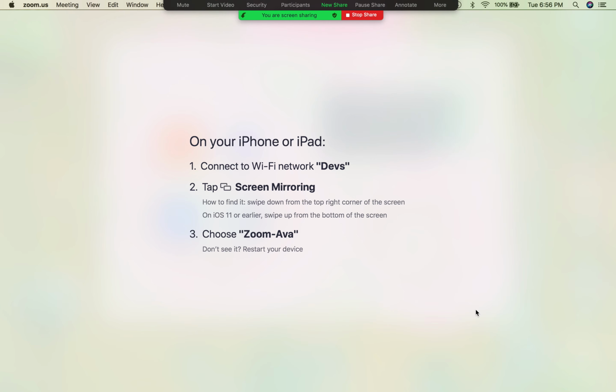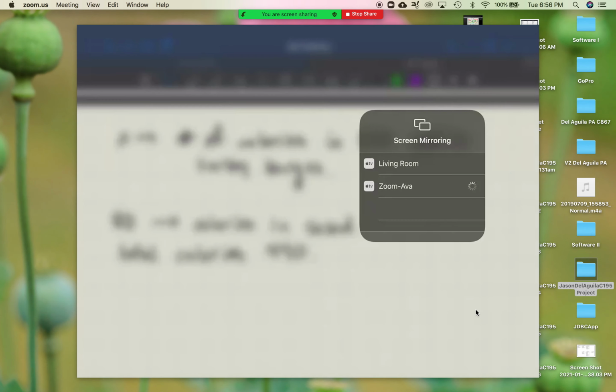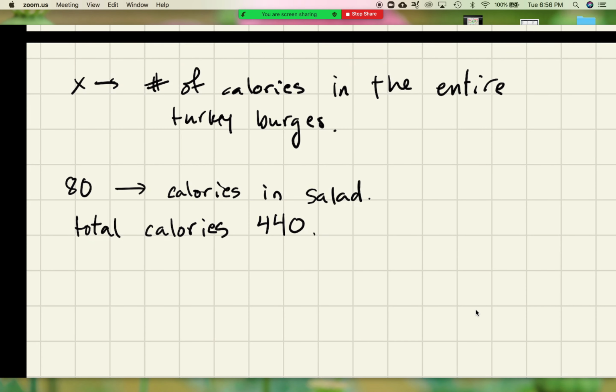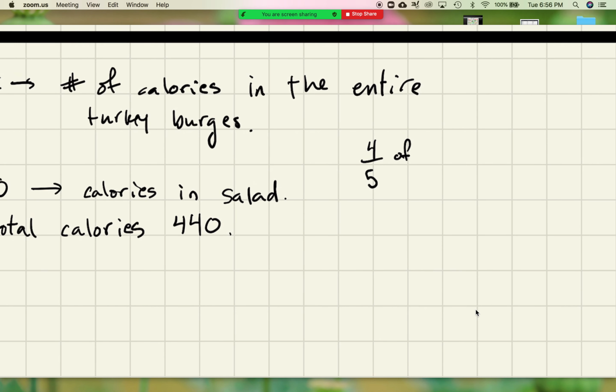Sometimes the best thing to do... well, sometimes you can change a fraction into a percent, and it might make it easier. But it was 4/5, right? Yeah, 4/5 of the turkey burger. So he ate 4/5 of the turkey burger.